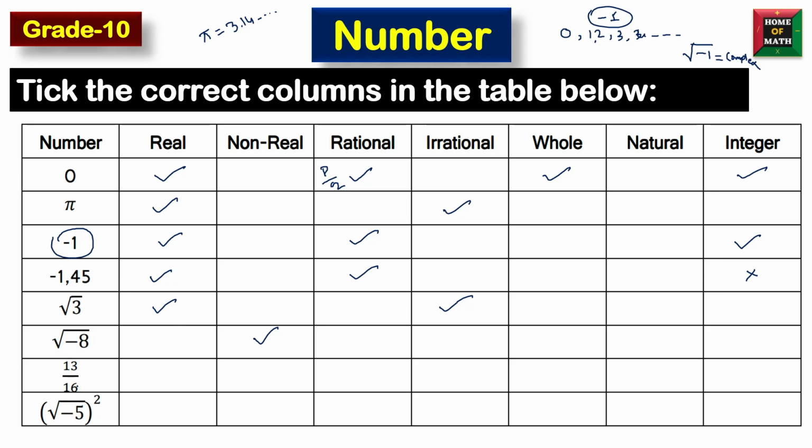Now look, 13 by 16 is a real number, right? And it's a rational number because in 13 by 16, 13 is p and 16 is q, so this is a rational number. And finally, minus root minus 5 whole square. Look, this one is also a what? A non-real number, because once we see root and minus together it will become complex or non-real. So this is our video.